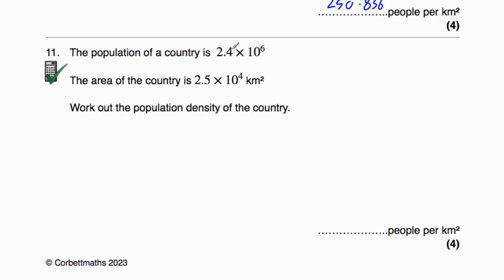In other words, we get the number of people that live in the country, and if we were to share them out equally into each one of the square kilometres, we then find out how many people would be in each square kilometre, and that's the population density. So we need to divide the population by the area.